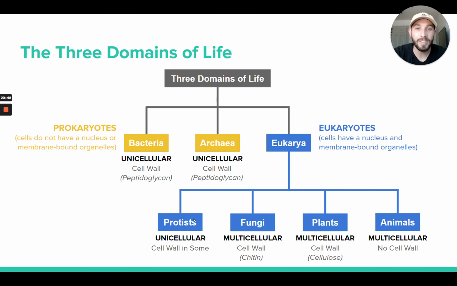And then in eukaryotes, if you look, some protists do have a cell wall, but not all of them. Fungi do have a cell wall, and plants do have a cell wall surrounding their cell. You can see that I listed what it's made of. The cell wall in plants is made of cellulose. In fungi, their cell wall is made of chitin, which is the same thing that's used to build the exoskeleton of different animals. And in bacteria, their cell wall is made of peptidoglycan. But you can see fungi, plants, and animals are multicellular organisms.